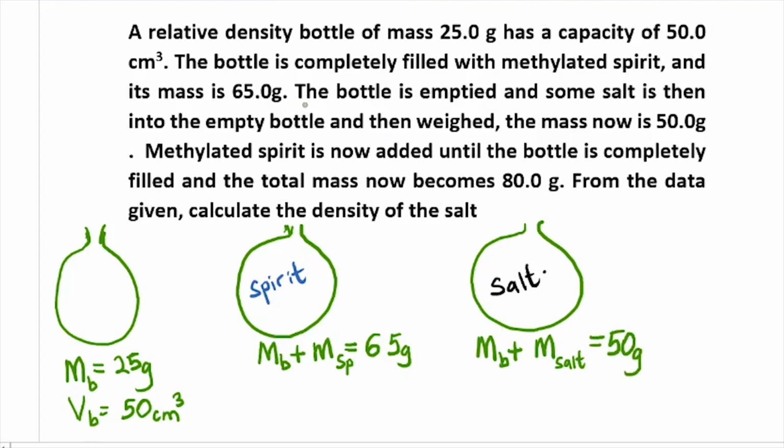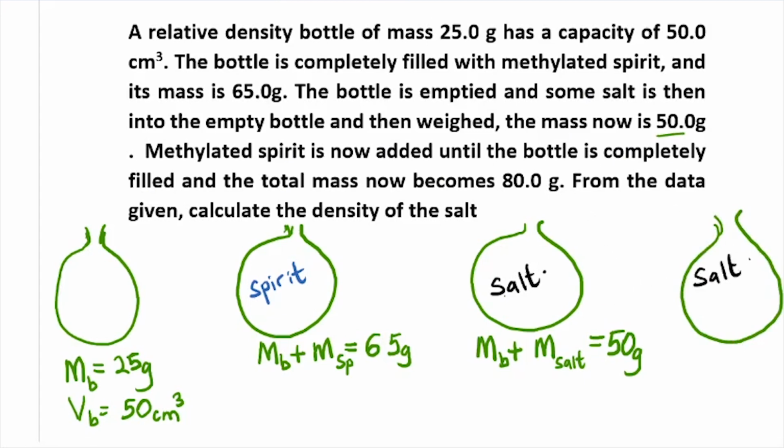So they're telling us here that the bottle is emptied and some salt is then put into the empty bottle, then weighed. The mass is now 50 grams, okay? Methylated spirit is now added until the bottle is completely filled. So when the salt is still there, in this bottle we have salt right there, and then we have the spirit inside that bottle. They're telling us that when the methylated spirit is added until the bottle is completely filled, the total mass becomes 80 grams.